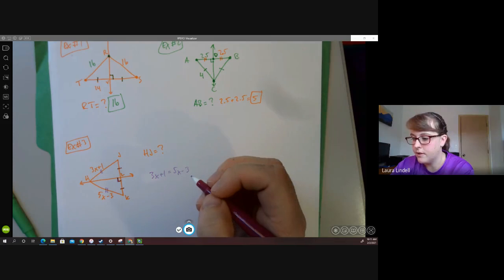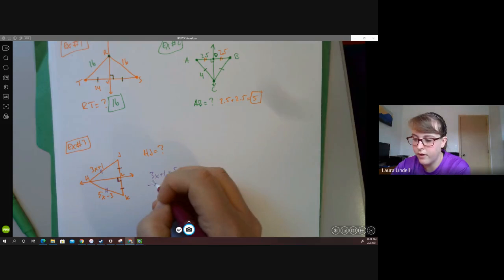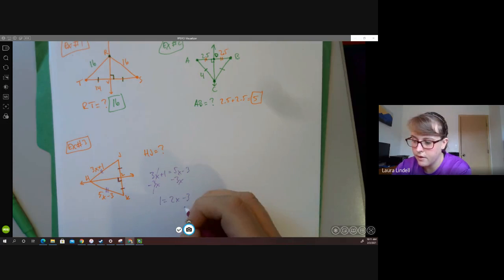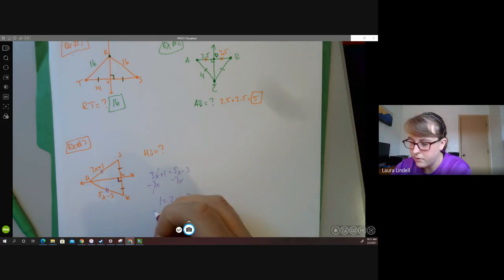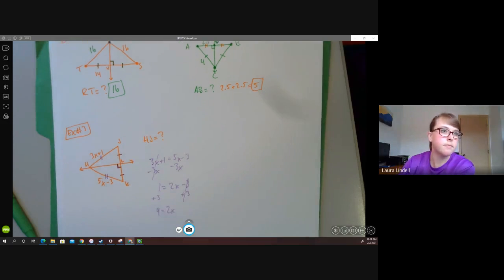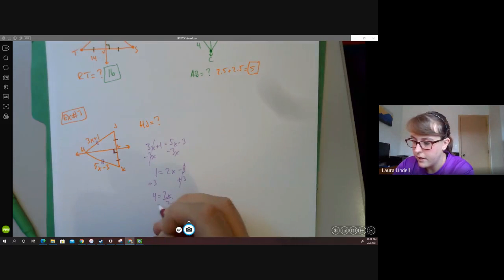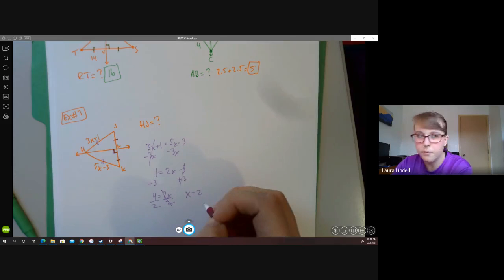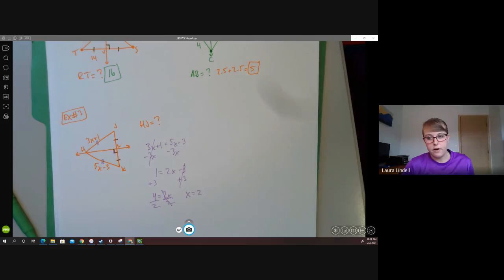And so then, let's see, I might subtract 3x from both sides to get 2x minus 3 over here. Add 3 to both sides to get 4 equals 2x. Divide by 2 on both sides to get x equals 2. And that's going to be part of our answer, but not the whole answer, because we were not asked what x is equal to. We were asked what HJ is equal to.